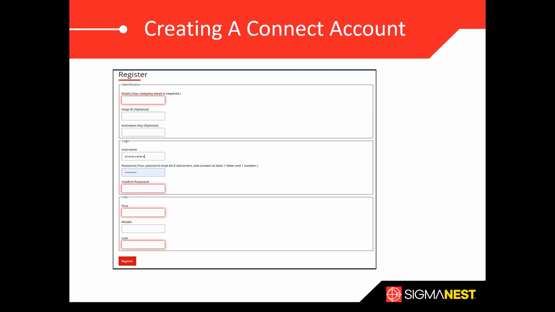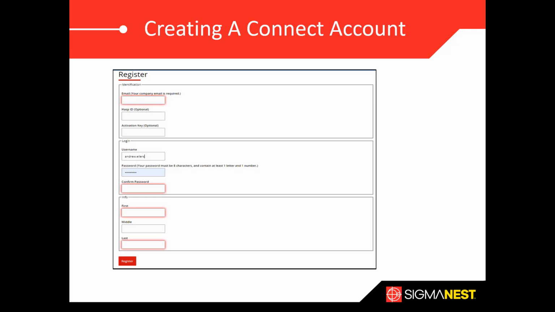So the first thing you're going to need is your company email. Now, with this, we are going to need a valid company email. So whatever company, in my case, it would be andrew.eilers@sigmanest.com. And the DNS part, so the @sigmanest.com is the most important part. That is how we're going to find your company and make sure that it is a valid customer.